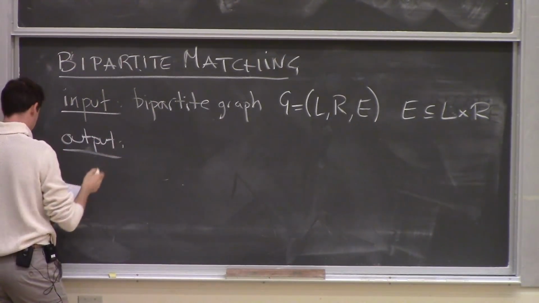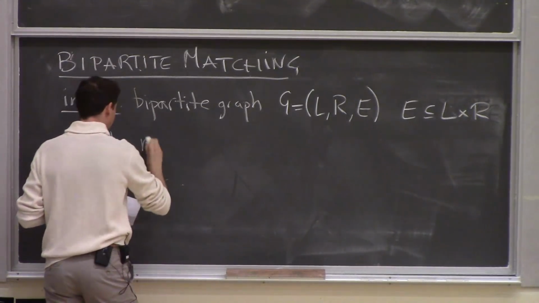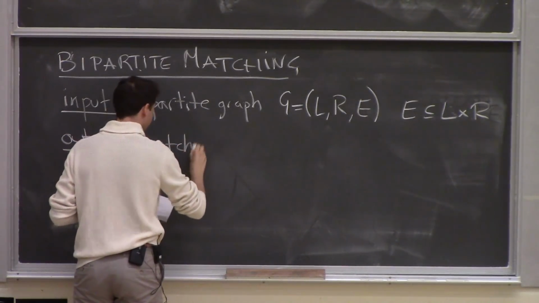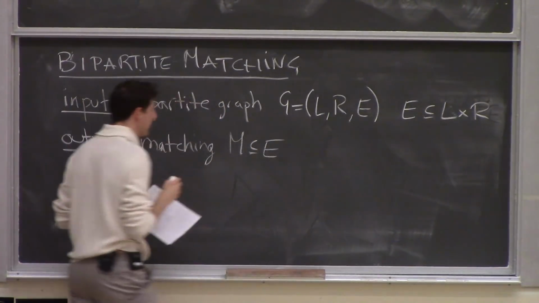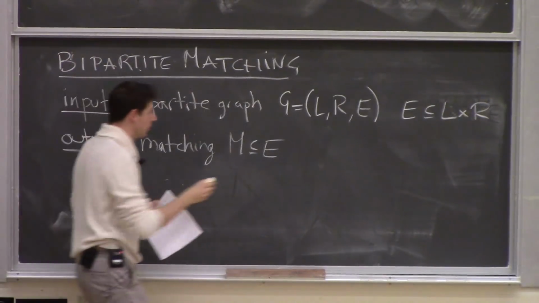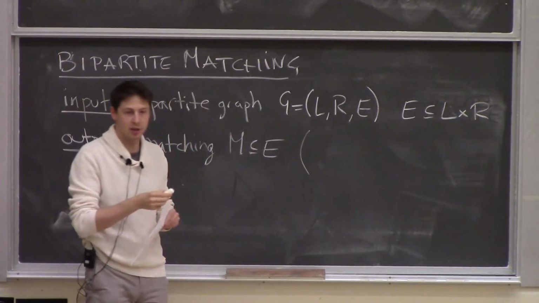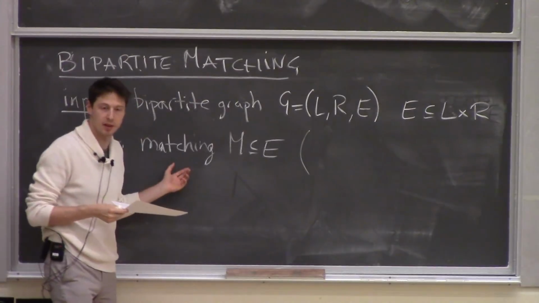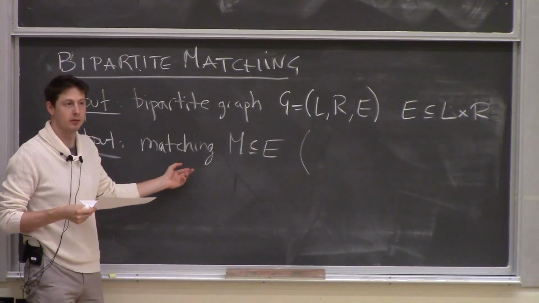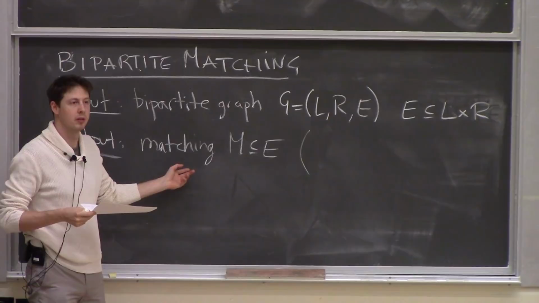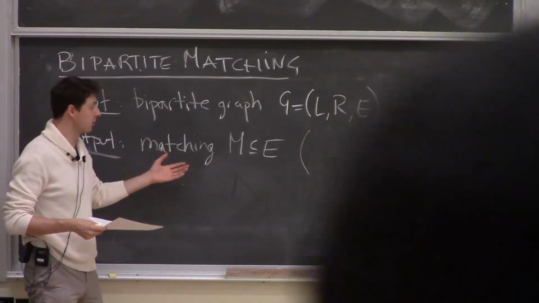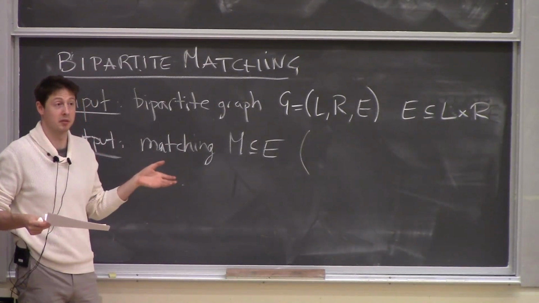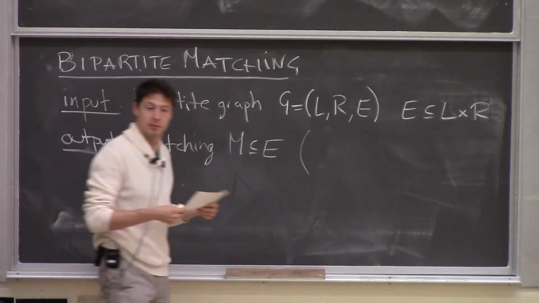Okay, and the output, what you want to do is you want to output a matching. And syntactically, a matching is just a subset of edges, okay? That satisfies a certain property. So it's a subset of edges such that what? What do you think is a matching in this case? Yeah? Right, so every vertex participates in at most 1 edge. Another way to think about it is that edges don't collide, right? So they don't share endpoints, okay?